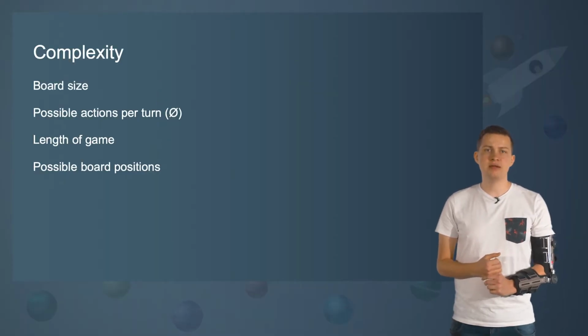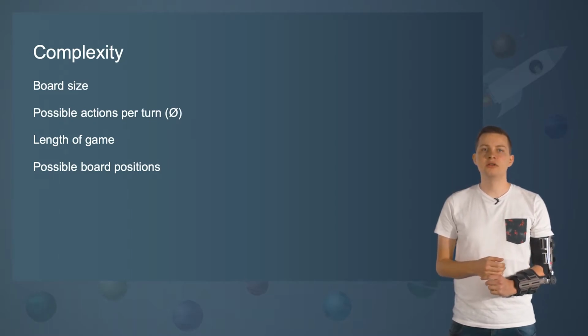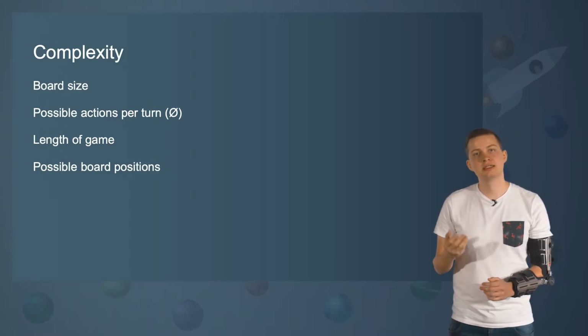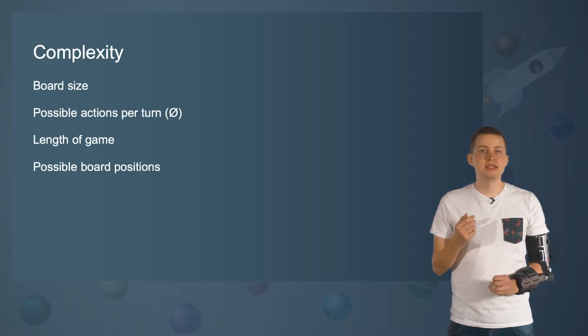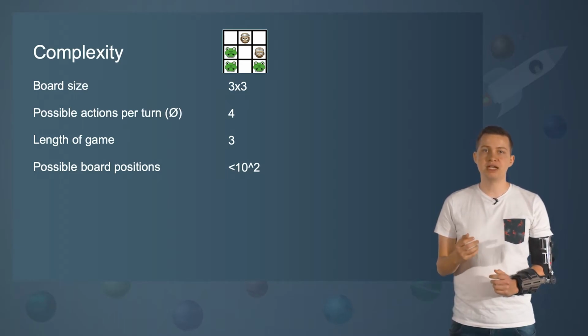Why was Deep Blue not able to compete in Go? Let's have a look at how hard it can be to pre-calculate all the possible board positions. Let's compare the complexity of our mini chess with chess and Go. The board size of mini chess is only 3 by 3, limiting our number of possible actions per turn to an average of 4. With a maximum of only 3 rounds in length, we have less than 100 possible different board positions. This makes it rather easy to evaluate all possible board positions and see if a move will eventually end in a victory.